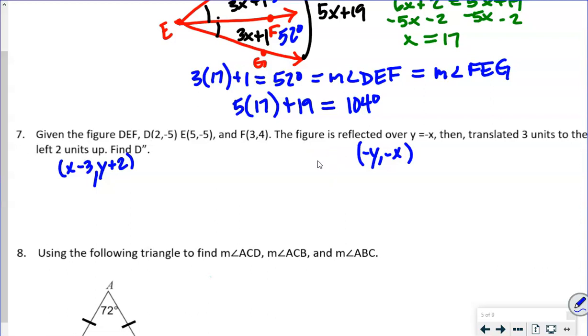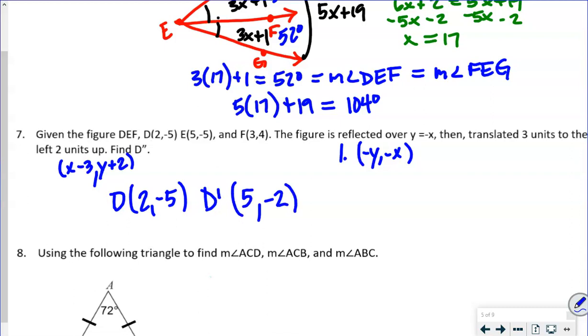So this time, it's asking us for D. So D is 2 comma negative 5. So we are going to reflect it over y equals negative x first. So our D prime, we're going to do this first, y'all. So that's going to give us what? A positive 5 and a negative 2. Now we're going to subtract 3 from 5. So our d double prime would be 5 minus 3. So that's going to be 2. And then we're going to do 2 minus 2, which would be 0. So our answer here for d double prime is 2, 0.